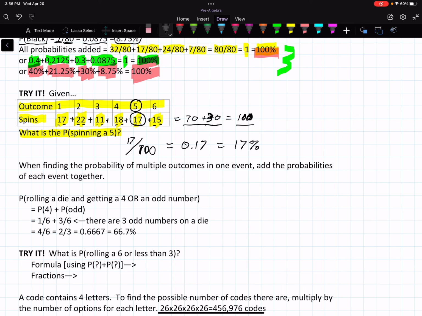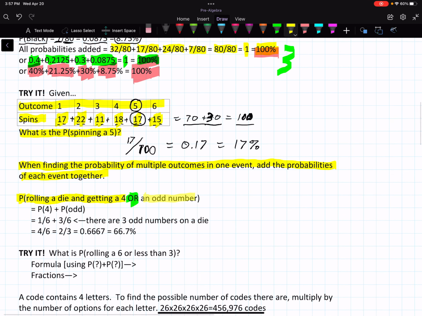Okay. New item here: when finding the probability of multiple outcomes in one event, add the probabilities of each event together. So, if you're given a problem where they ask you for the probability of rolling a die and getting a 4 or getting an odd number, what you want to do is say, what's the probability of rolling a 4, and add to it the probability of rolling an odd number.